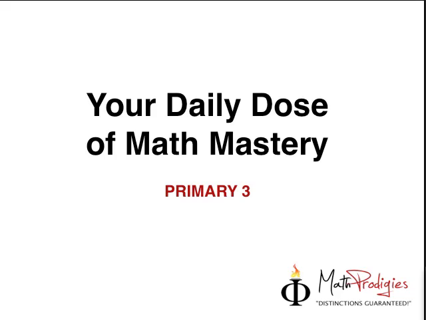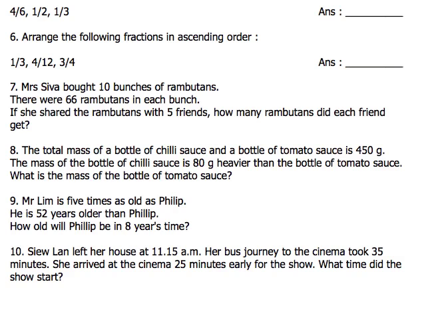Today we're going to go into assessment paper number 15 and we are on question number 7, sorry. Let's take a look at the question. It says here that Mrs. Siva bought 10 bunches of rambutans.